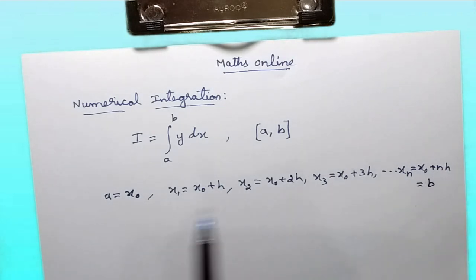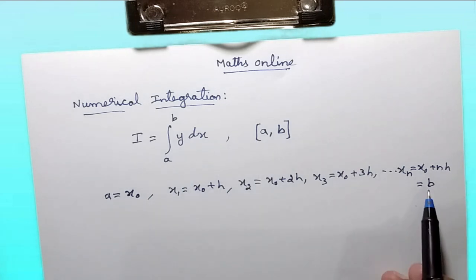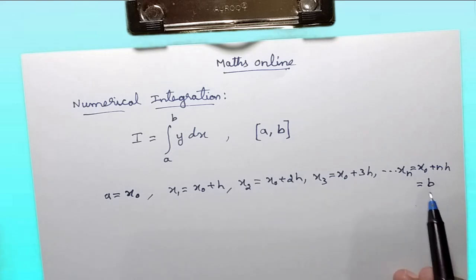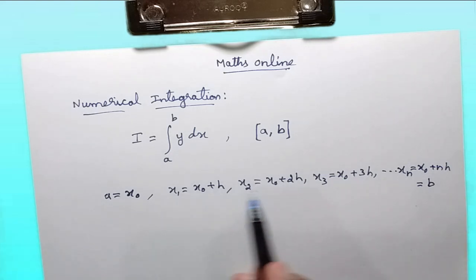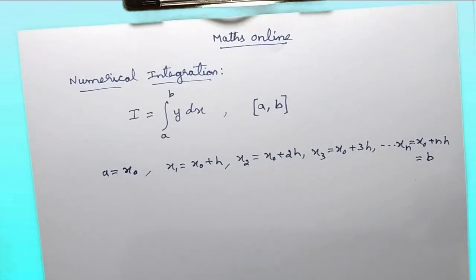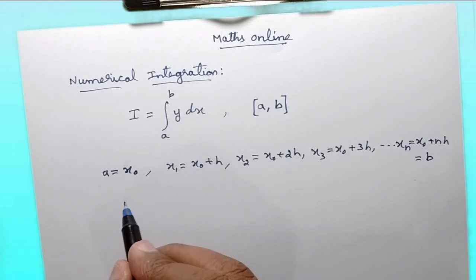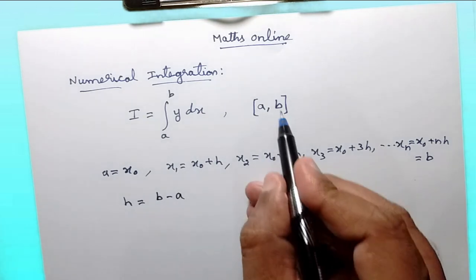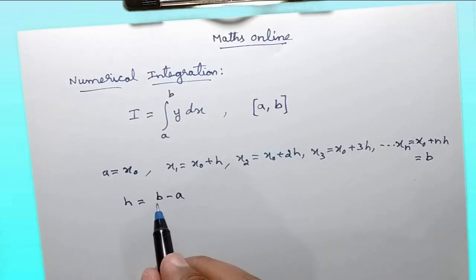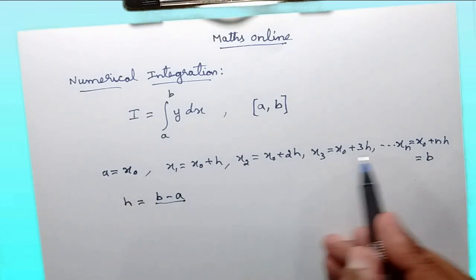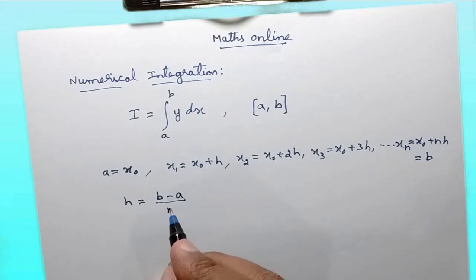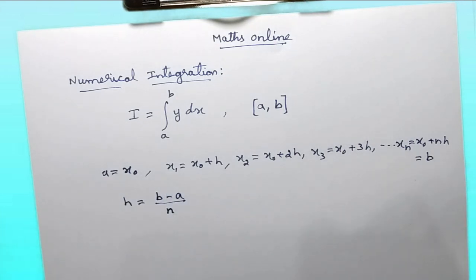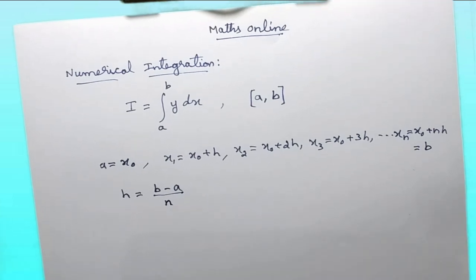So we are taking the values of x between a and b, with the initial value of x being x naught and the final value of x being xn. These values of x are placed at equal intervals with step size h, where the value of h will be nothing but b minus a, that means the final value minus the initial value, divided by n, where n represents the number of values of x that you are taking. So this is how you can find out the value of h.